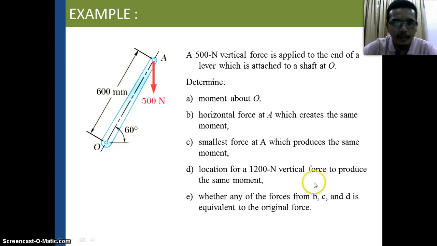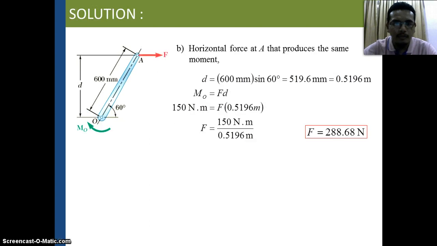Okay, second question. For the horizontal force in the x direction, which creates the same moment about O when we have produced it at A, we have 150 Newton meter.